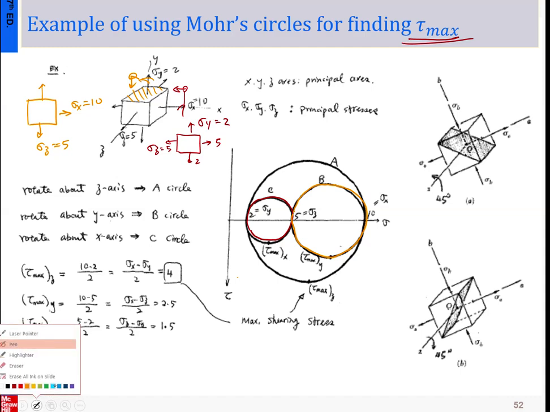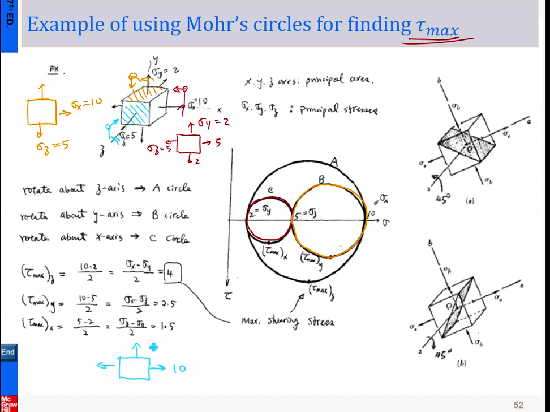Then finally we change our view. Right now we see this surface, and projecting to us are sigma x equal to 10 and sigma y equal to 2. For that case, the corresponding circle is this one. In this circle, the absolute maximum shear stress occurs. So the maximum shear stress occurs in the blue sense of the orientations here. Right now in front of you, this is 10 here.